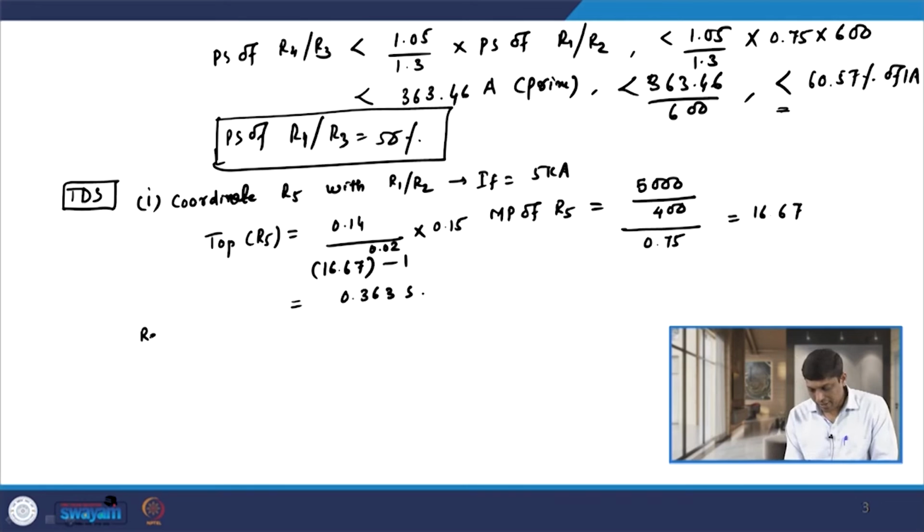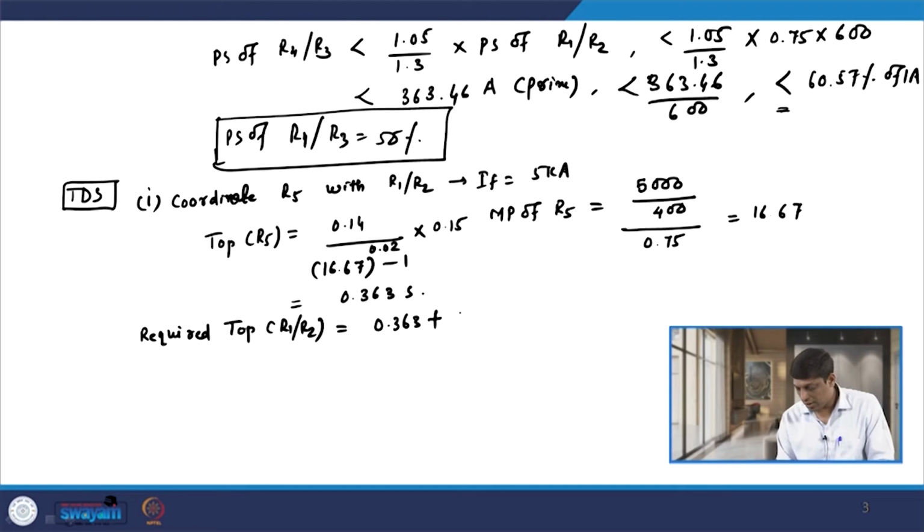So, the required top of R1 oblique R2 is equal to 0.363 plus 0.25, that is the minimum disk coordination time between two successive relays R5 and R1 or R2. So, that comes out to be 0.613 second.